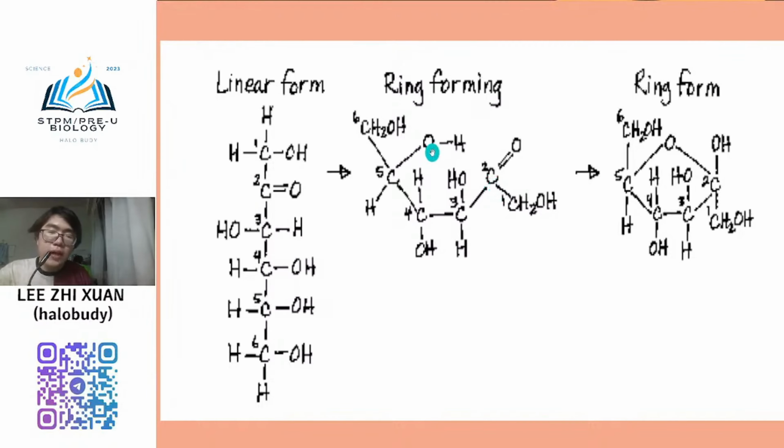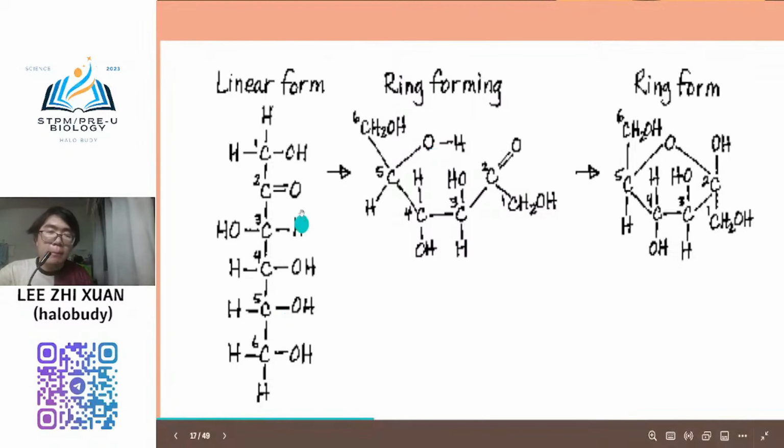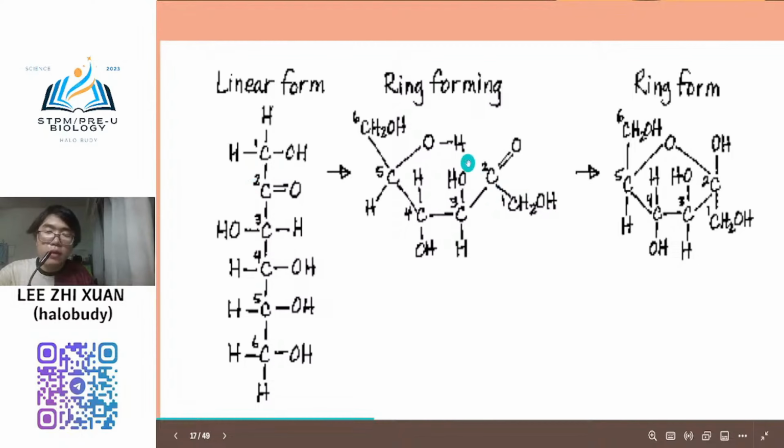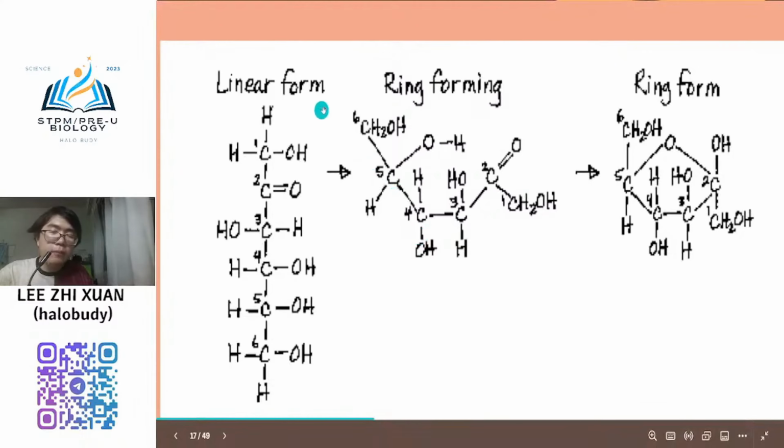will react with the carbon number 5. It will react with carbon number 5. But the difference is glucose is carbon number 1 to number 5. But now it is number 2 to number 5. So meaning that you will see there is carbon number 1 here, CH2OH, and then join with carbon number 2 and double bond O, and then carbon number 3, number 4, number 5, and another one forms number 6.